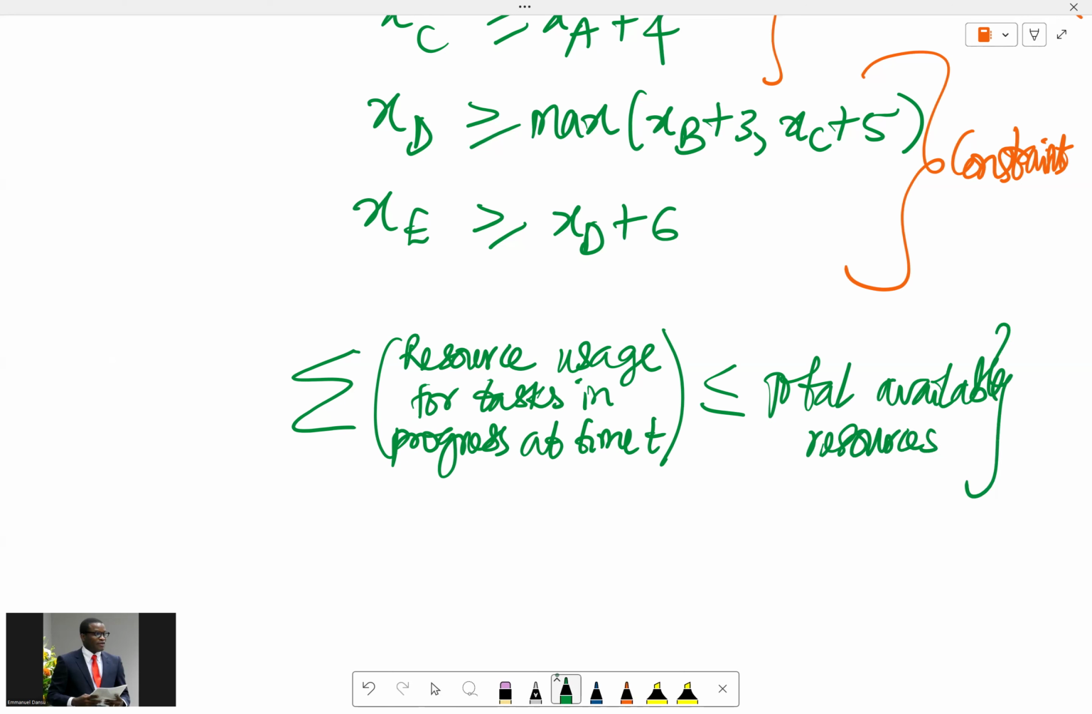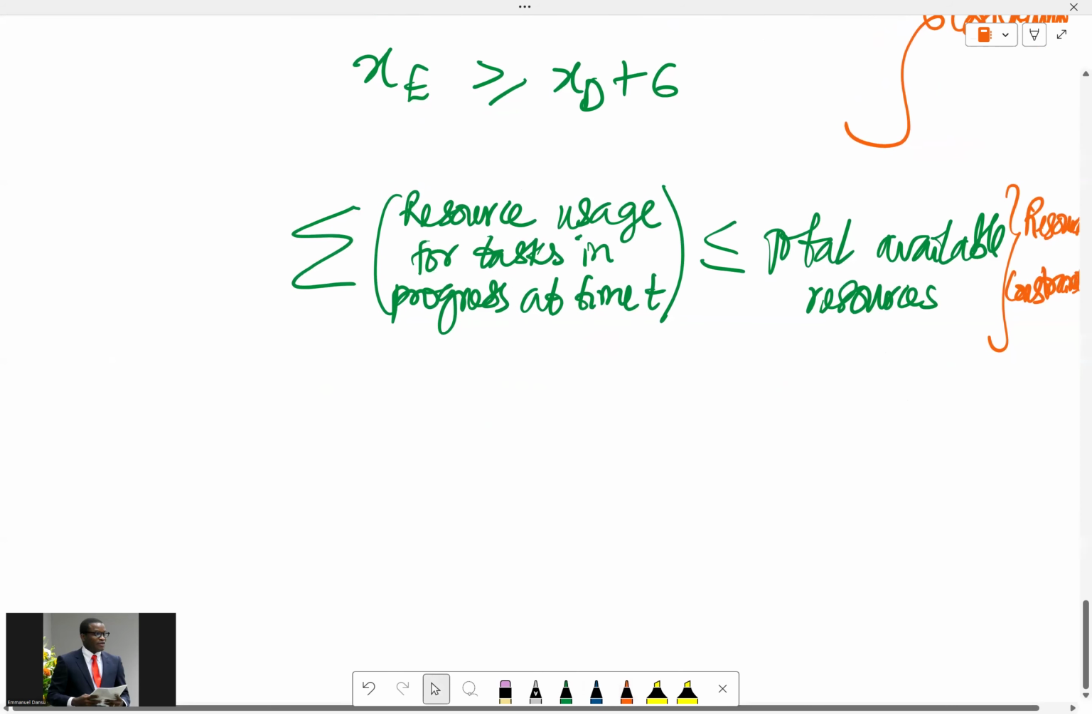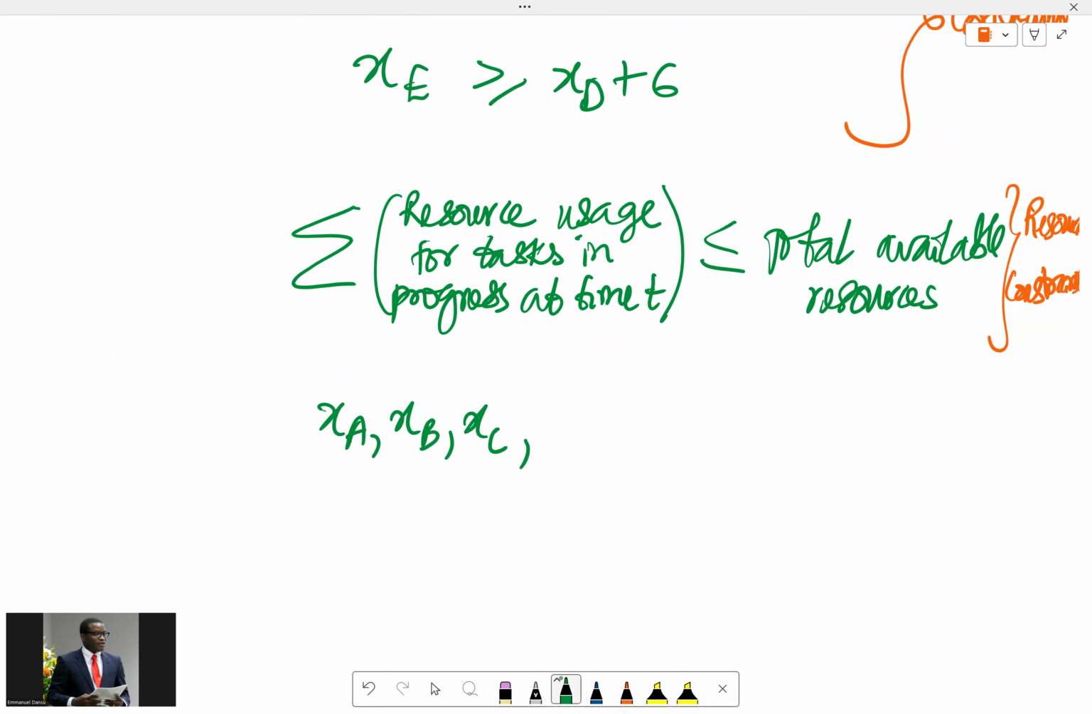So, and that will be resource constraints. Now, this constraint should be set for each time point during the project. Then finally, we have the non-negativity constraints as usual, meaning that XA, XB, XC, XD, and XE are all greater than or equal to 0.